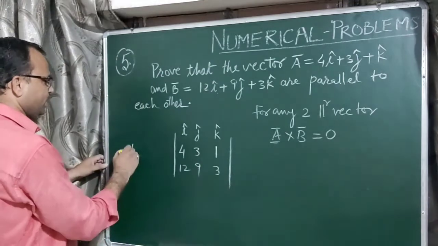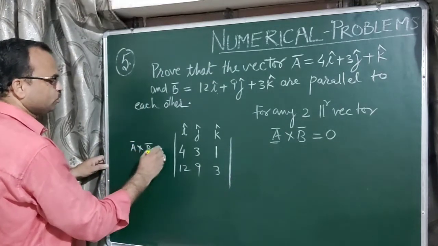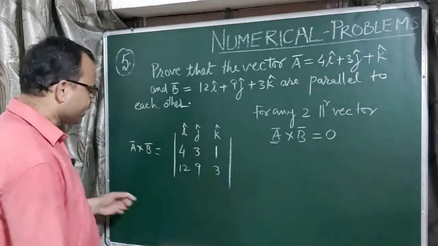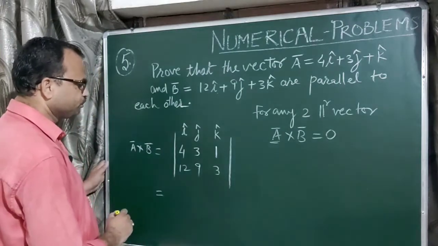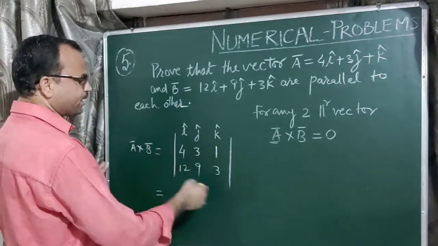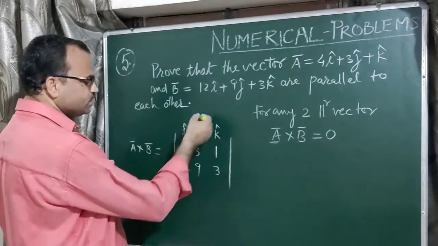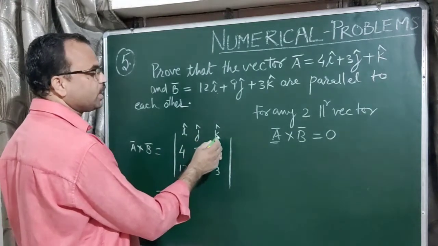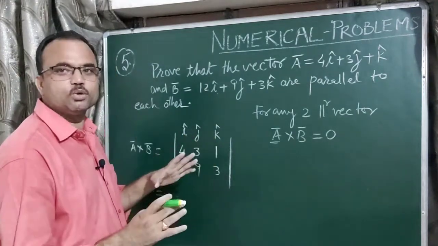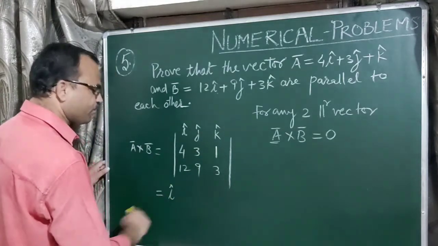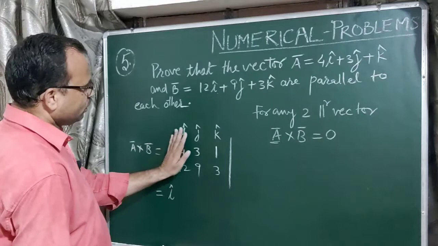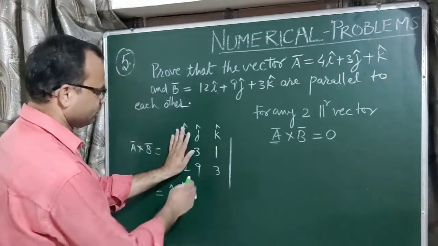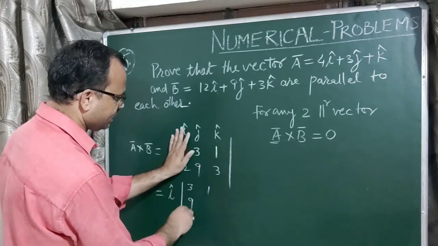So A cross B is equal to this matrix. Now how can we solve it? Try to understand, this is a very important problem. In this matrix the first column is positive, the second column is negative, the third column is positive, means i positive, j negative, k positive, always in every question. So for i, hide the first column, then the remaining entries are 3, 1, 9 and 3.